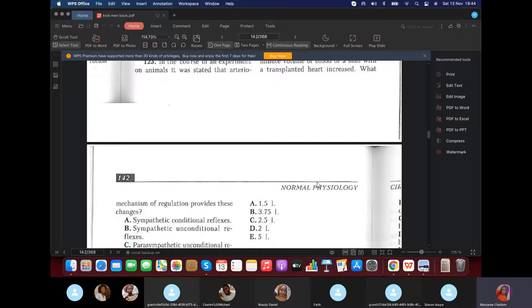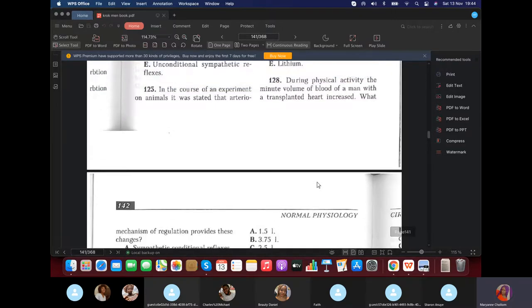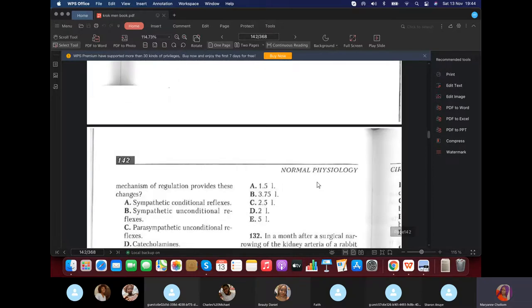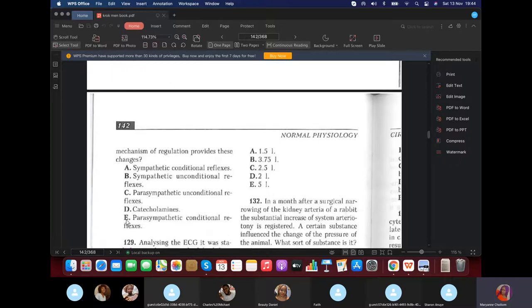So regulation of that organ will not depend on nervous regulation, but on hormonal regulation. You get it? If you perform a heart transplantation, your sympathetic and parasympathetic nervous system cannot regulate your heartbeat and your heart rate. It will be your hormones, like catecholamines, which is adrenaline, noradrenaline. So that's why the answer will be catecholamines and not all this sympathetic.